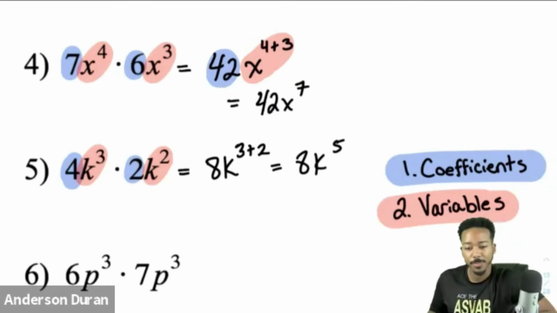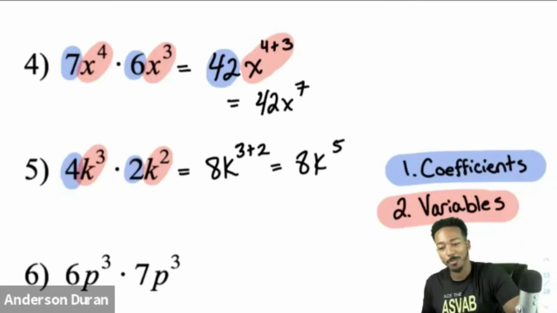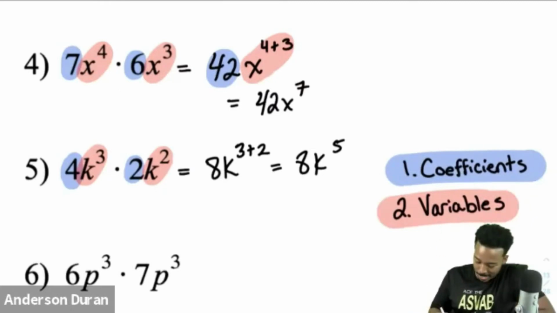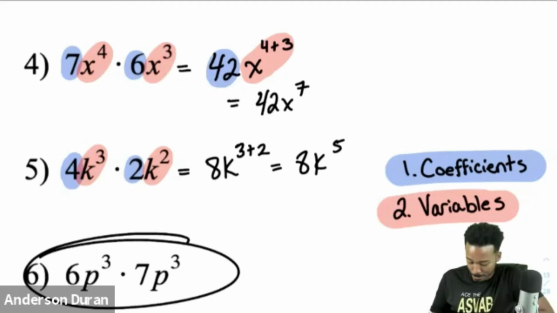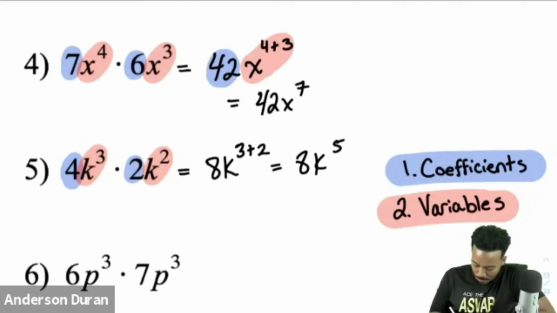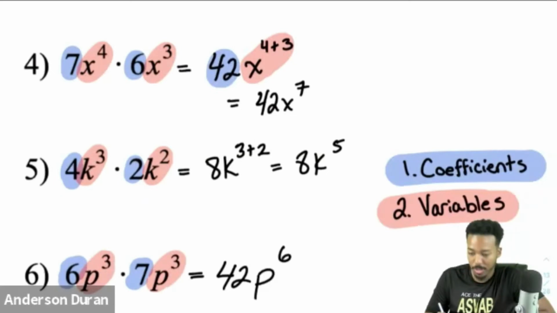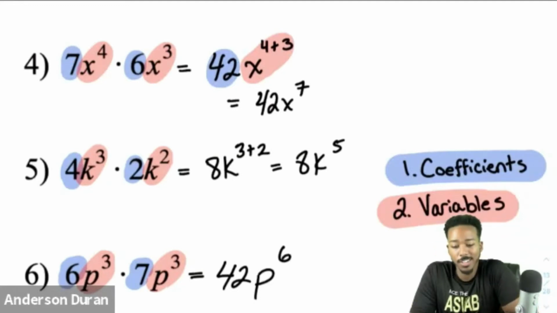There it is, right? One problem at a time. Next, last one here. So we're going to go ahead and take care of 6p cubed multiplied by 7p cubed. Going with it, we got 6 times 7. That's going to give us what? Correct, 42 again. And then we're going to have p cubed multiplied by p cubed. That's going to give us p to the power of 6. And there it is. See, look, we're getting so good at this.